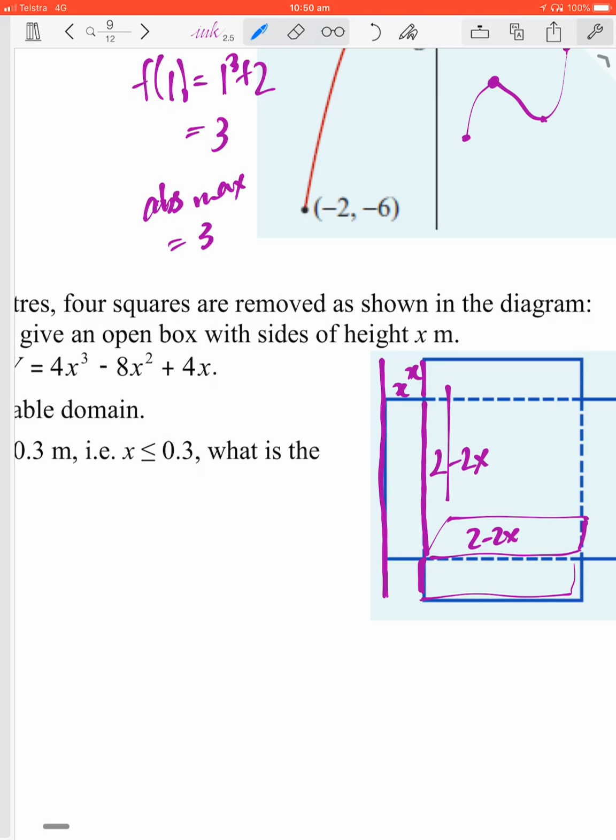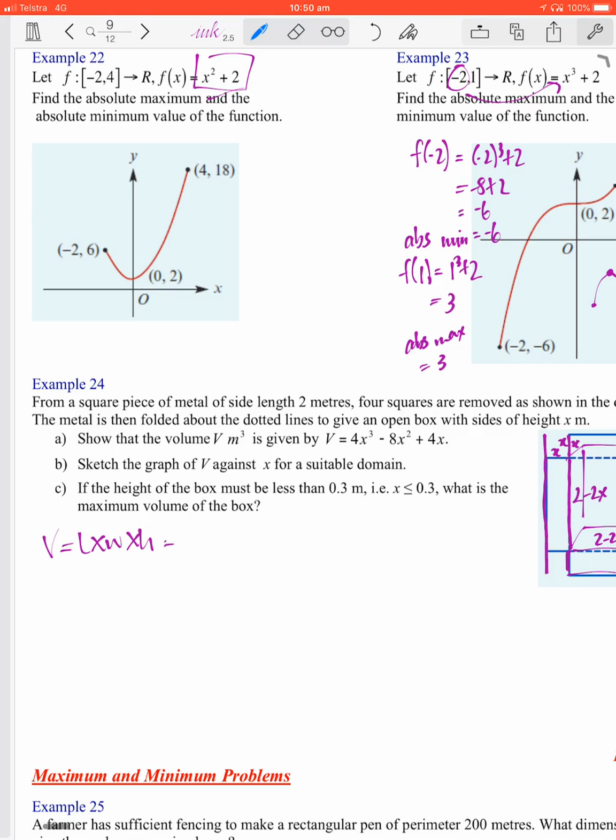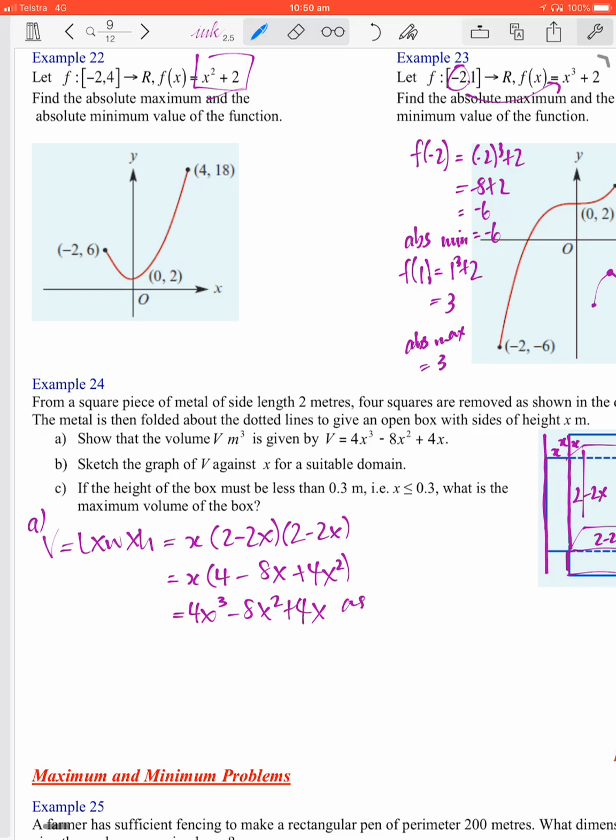Show that the volume can be given by that. So we know the volume is length times width times height, which we just worked out was x times (2 minus 2x) times (2 minus 2x), which is x times (4 minus 8x plus 4x squared), which is 4x cubed minus 8x squared plus 4x. So that's as required.